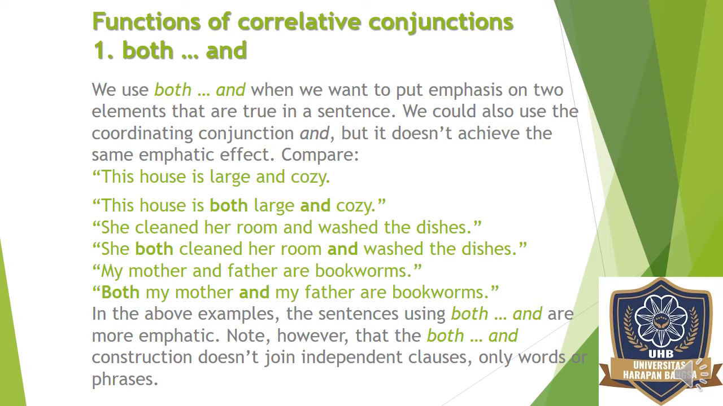She cleaned her room and washed the dishes. She both cleaned her room and washed the dishes. My mother and father are bookworms. Both my mother and my father are bookworms. In the above examples, the sentences using both and are more emphatic. Note, however, that the both and construction doesn't join independent clauses, only words or phrases.